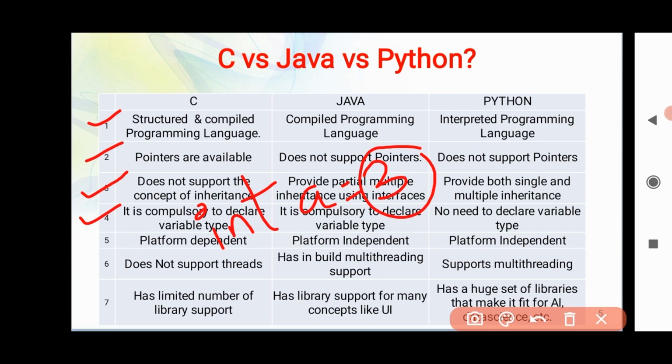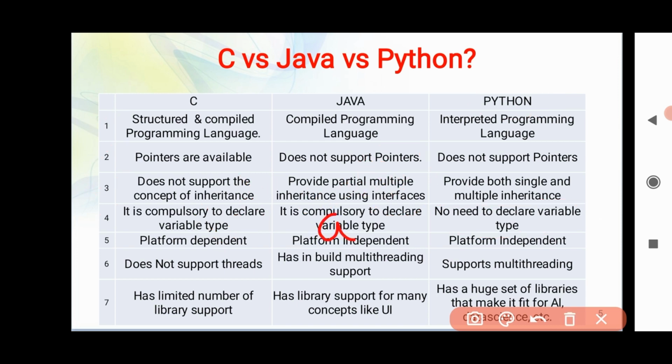But when you are talking about Python, this type of variable declaration is not necessary. That means whenever you are writing any program or script in Python, there is no need of writing int A is equal to 3. Directly you can assign the value. How is that? You can simply write A is equal to 3.